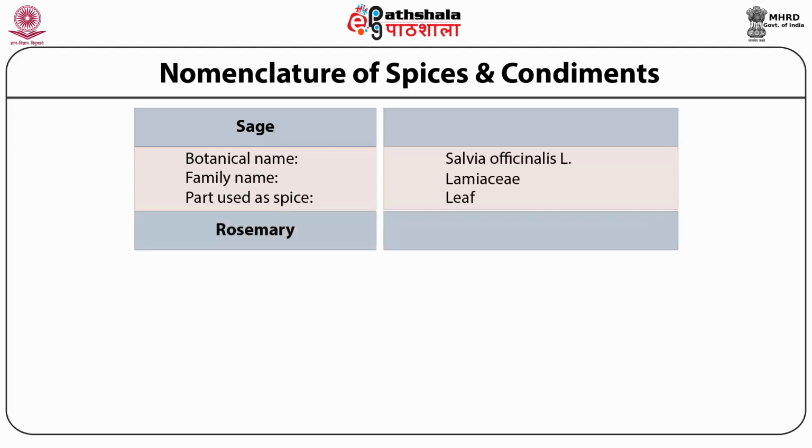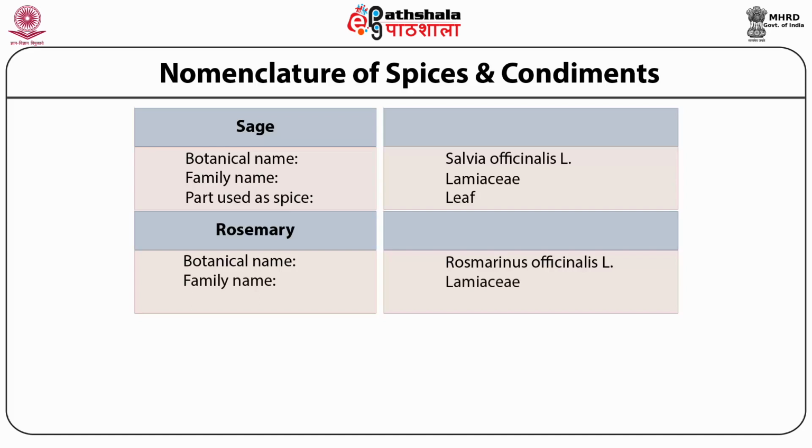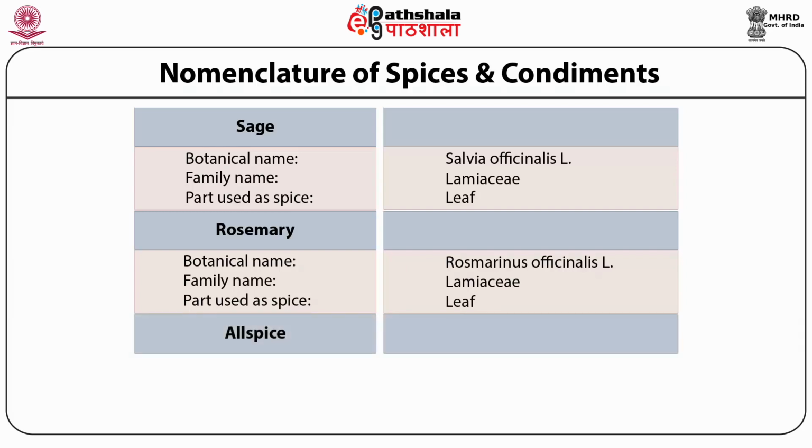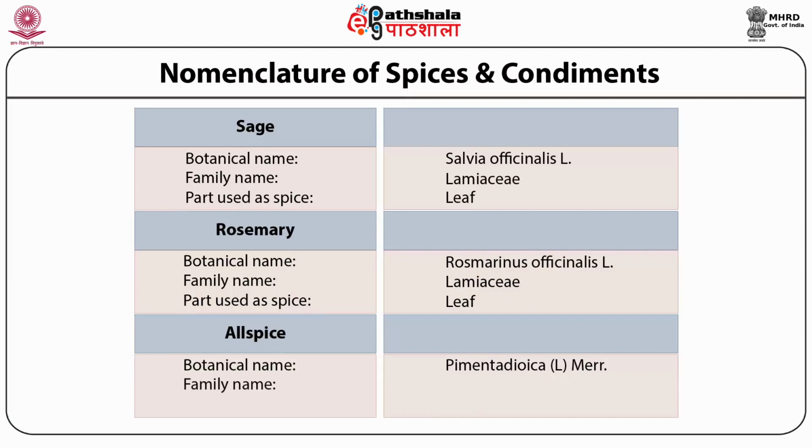Rosemary. It's botanically called as Rosmarinus officinalis L. It belongs to the family Lamiaceae. The part of the plant used as spice is the leaf. Allspice. It is botanically called as Pimenta dioica L. It belongs to the family Myrtaceae. The part of the plant used as spice is the fruit and leaf.